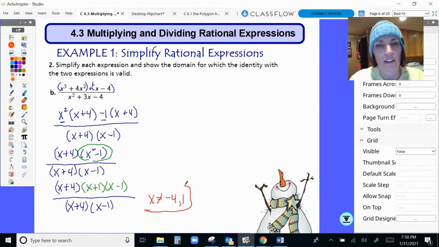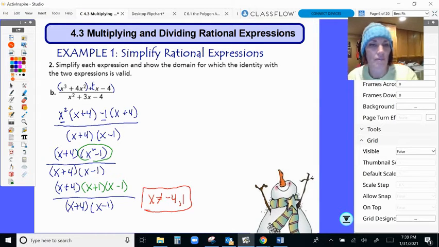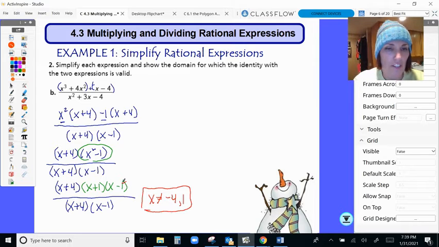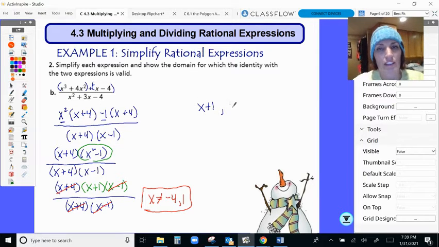Okay, -4 and +1. Now I can cancel out all my common factors, x minus 1, x minus 1, x plus 4, and all I am left with now is my x plus 1, and x cannot be equal to -4 or 1. Okay?